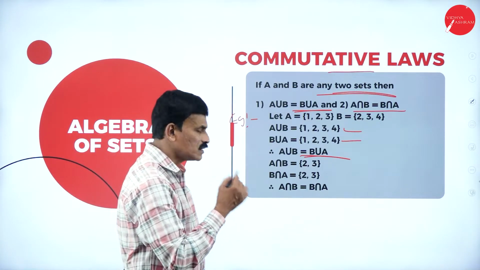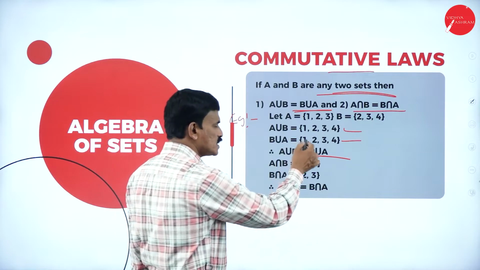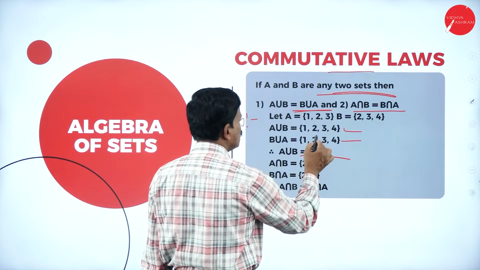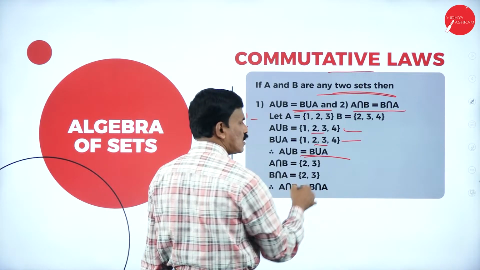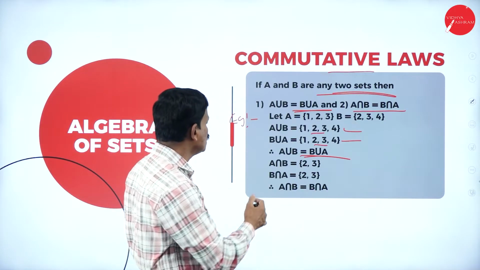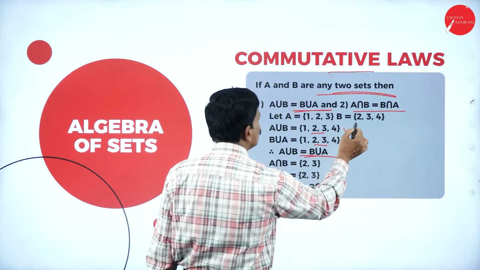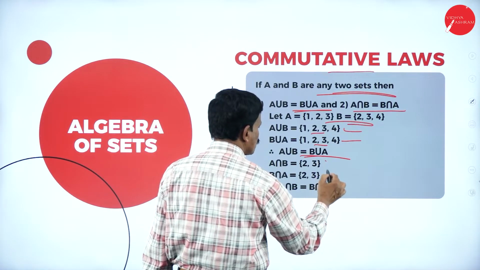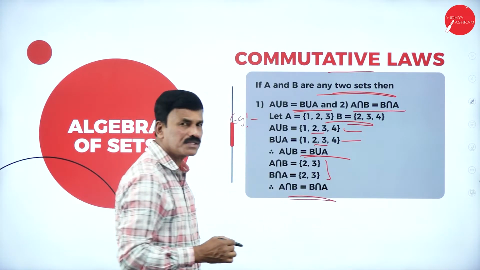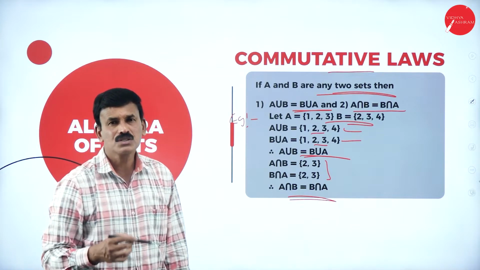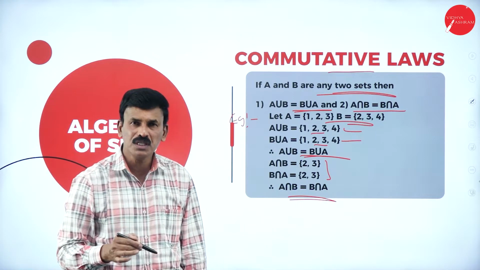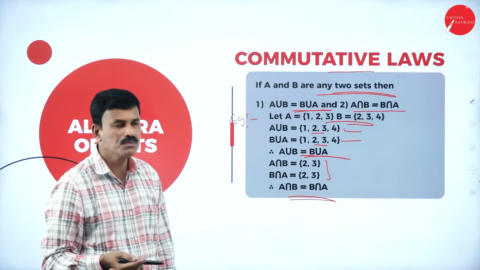Similarly, let us take one more example. If you want the intersection of A and B, in the same example, the intersection is 2, 3. The common elements in A and B are 2, 3. Similarly, B intersection A is also 2, 3. So A intersection B is also equal to B intersection A. So A union B is equal to B union A, and A intersection B is equal to B intersection A.